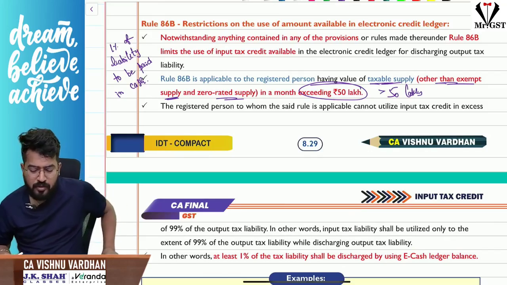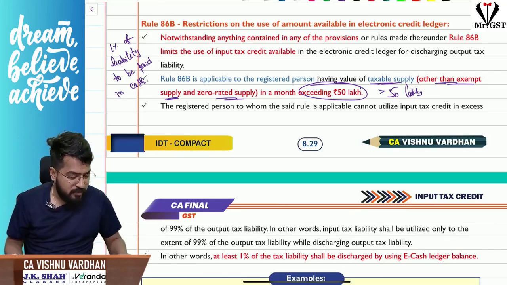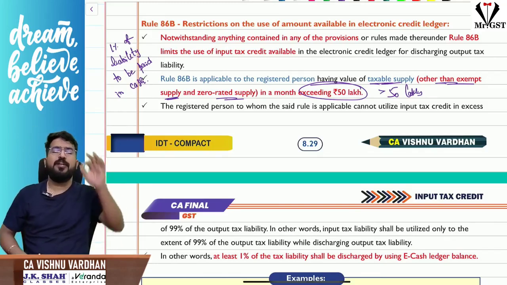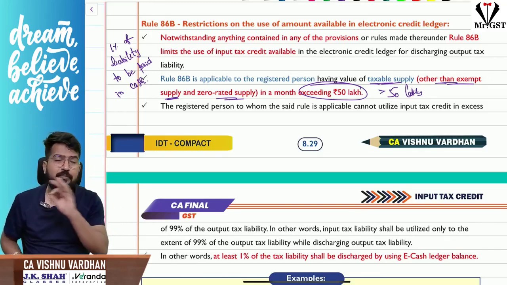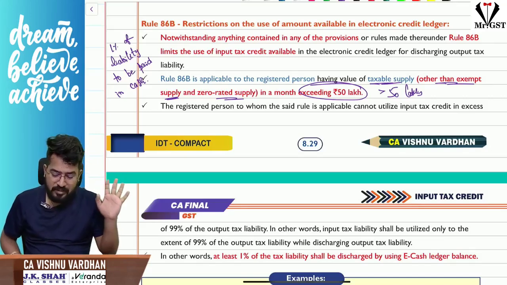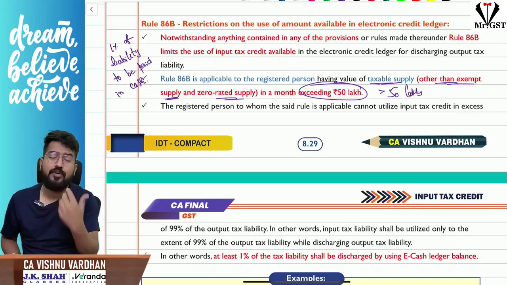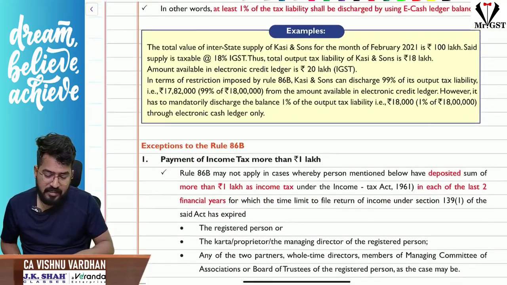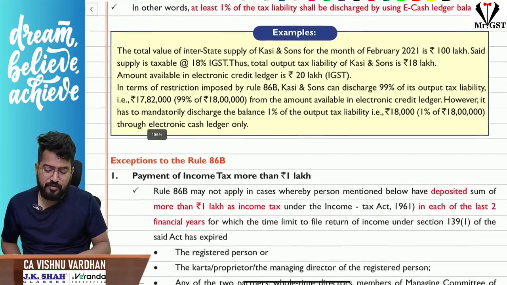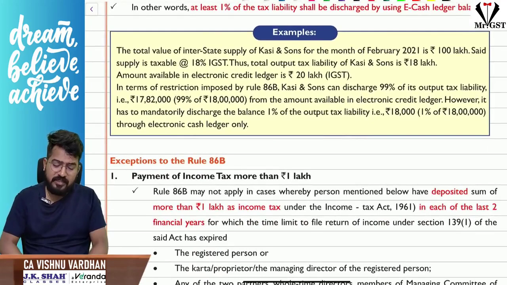So when rule 86B is applicable, what is your primary duty? Your primary duty is that you should discharge at least 1% of your gross GST liability in cash only. Even though you have sufficient ITC balance, you cannot use the full ITC balance. At least 1% you should pay in cash.